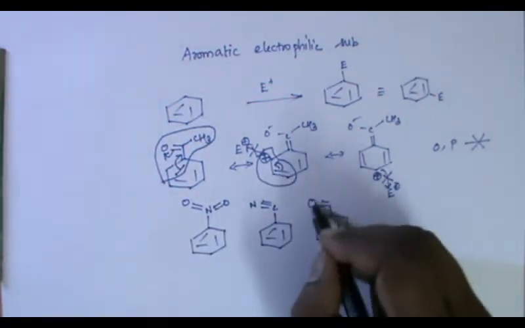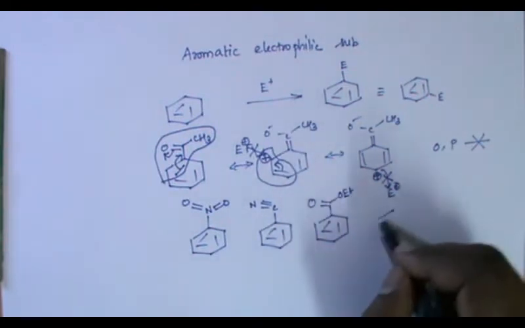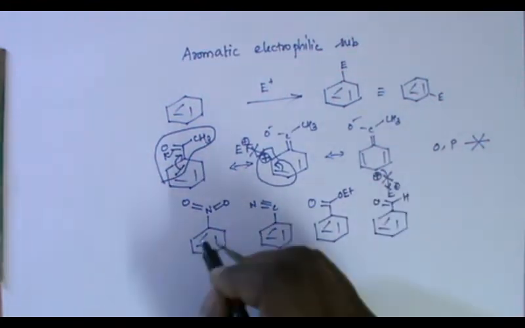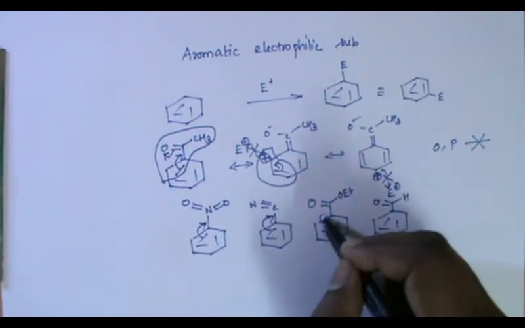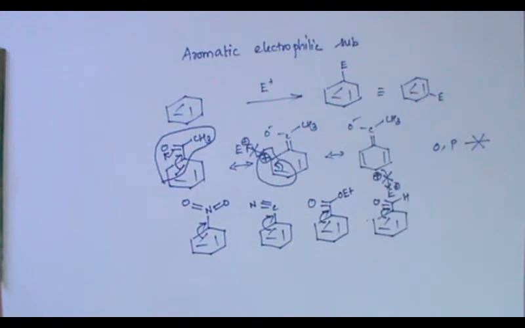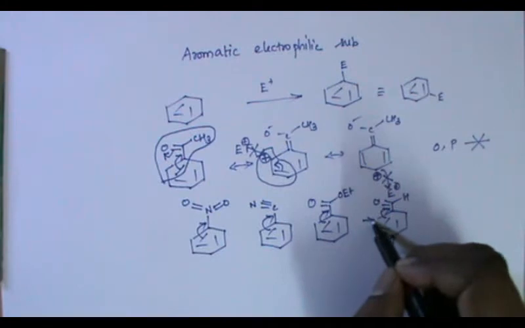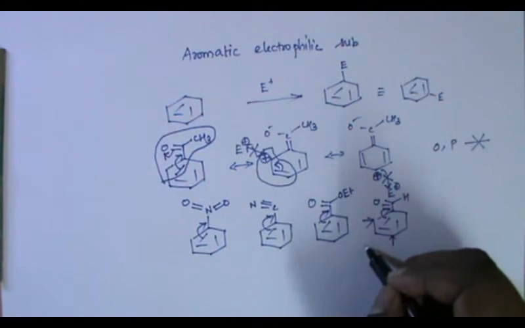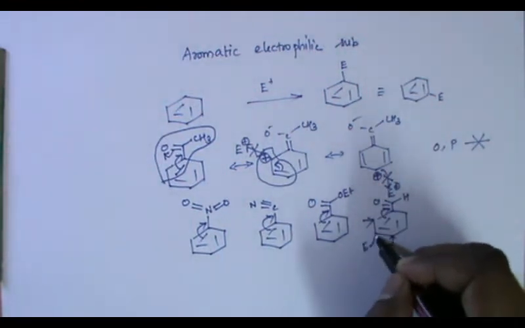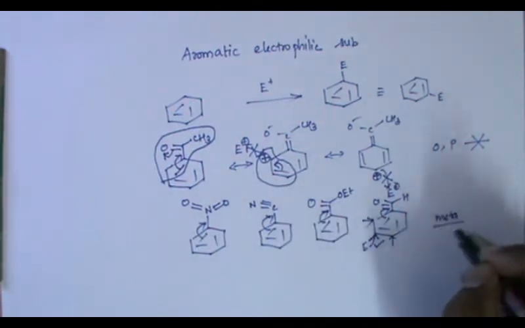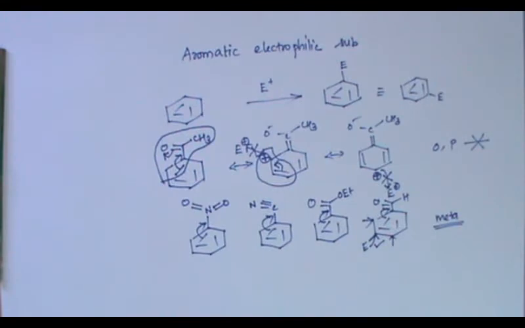Similarly for ester and aldehyde. In all these cases, there is resonance. Because of that, we get positive charge on the ortho carbon and para carbon, so the electrophile cannot be added to these positions. So the only position available is this one. The electrophile can attack this position to give the product, and that is nothing but meta. That is why they are meta directive.